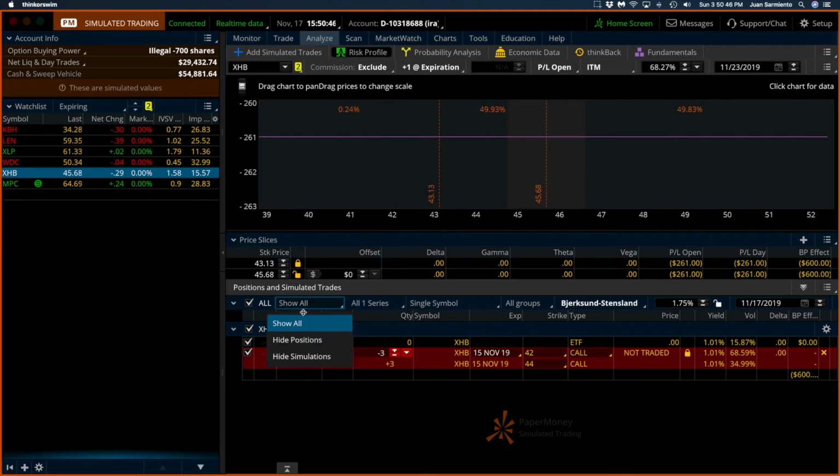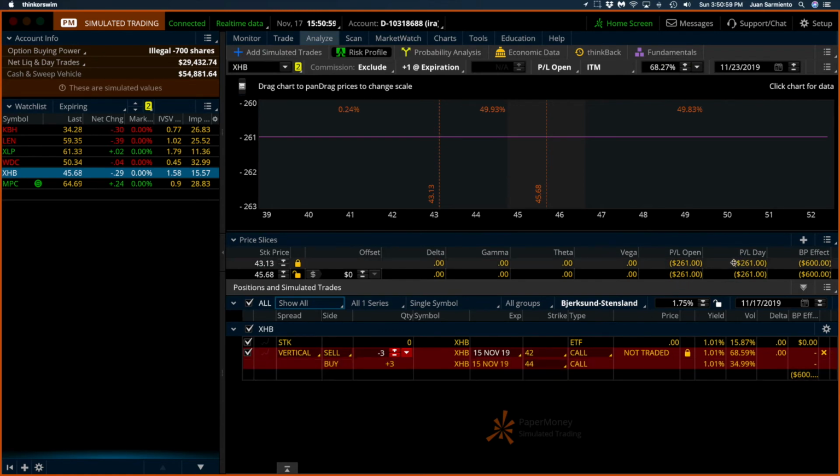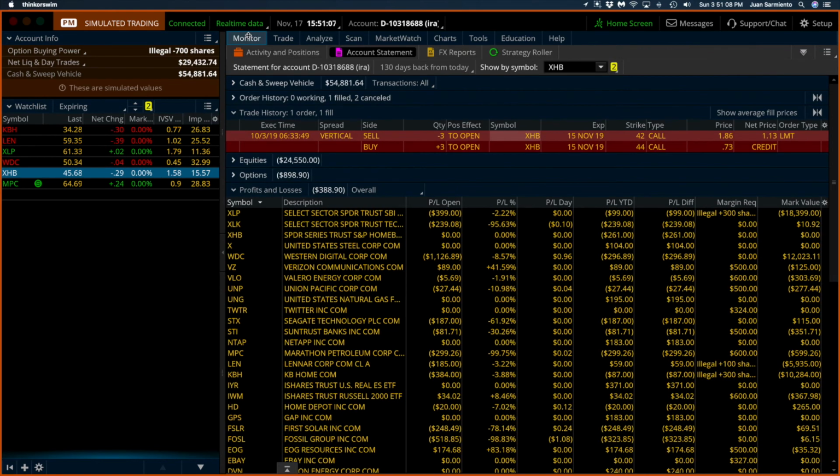XHB. In this case, I need to do nothing because the 42 and 44 calls are both in the money, so they cancel each other. But as you can see, the P&L was $261. We can go to the monitor tab and $261 is our P&L for the year, if it's your only trade.